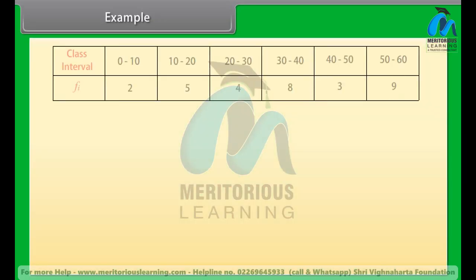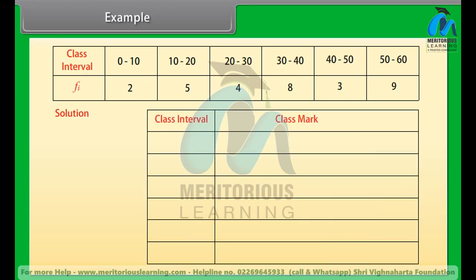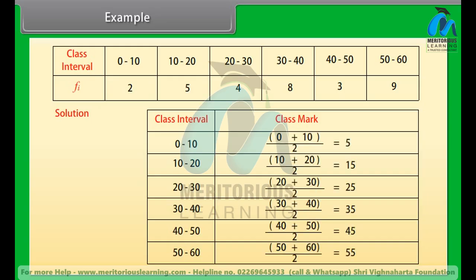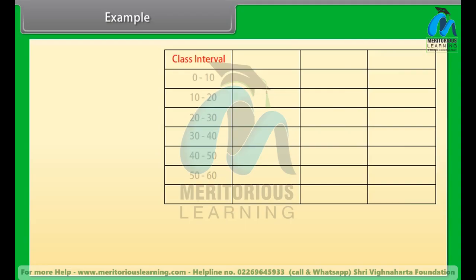Find the mean of the given data. Solution. First, we find the class mark of each class interval by using the formula class mark equals (upper class limit + lower class limit) / 2. In the first column, we have written the class interval, and in the second column, we have written the frequency of the respective class interval. The sum of the frequencies is 31.